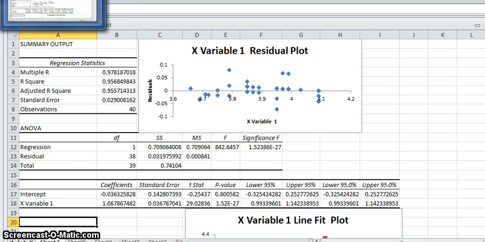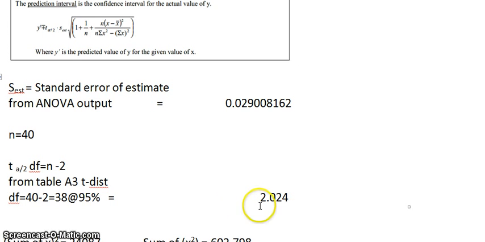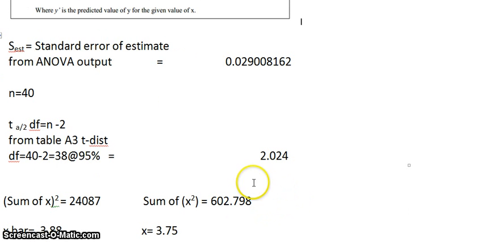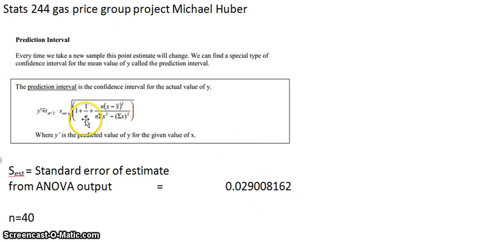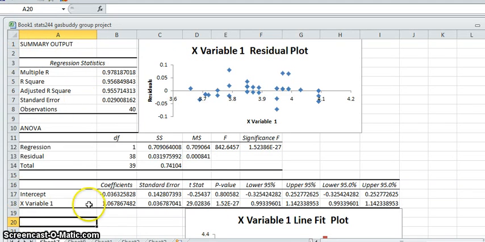0.029008162. Having found that, and using n minus 2 degrees of freedom at the 95% level, I was able to find the t critical value, which is 2.024. Using said value, I'm able to do the first part of the error calculation. I needed to find the rest of the error calculation, and to do so, I needed to go back to Excel and do some calculations and some descriptive statistics.